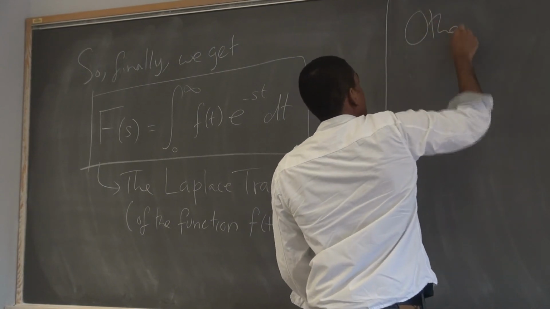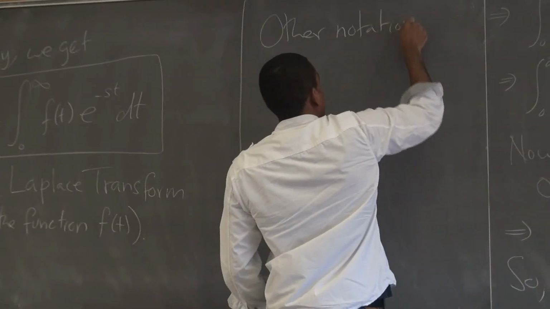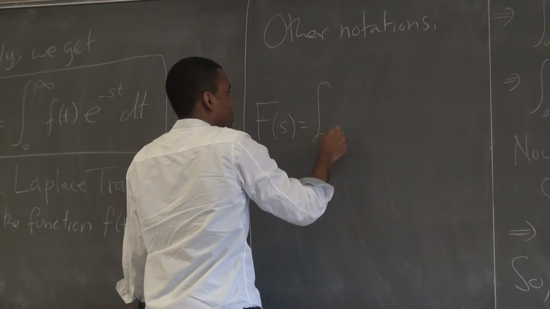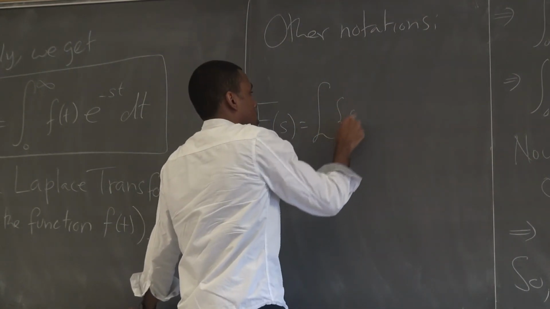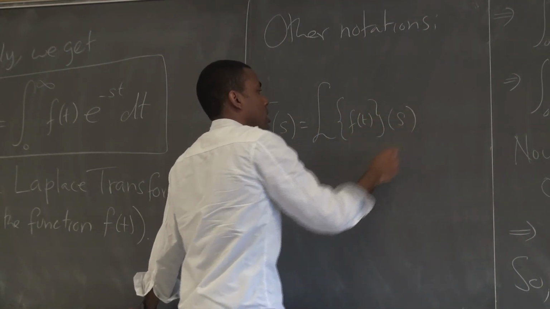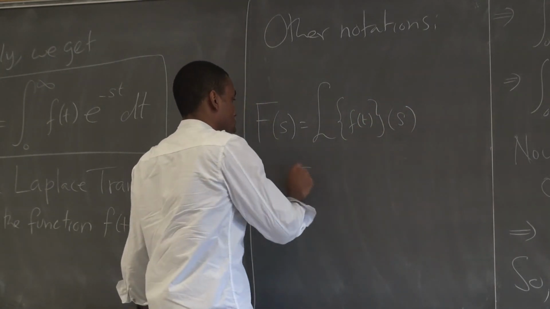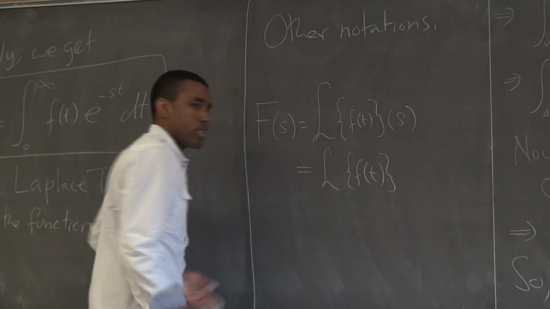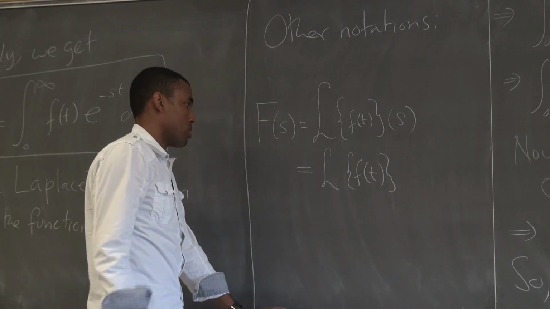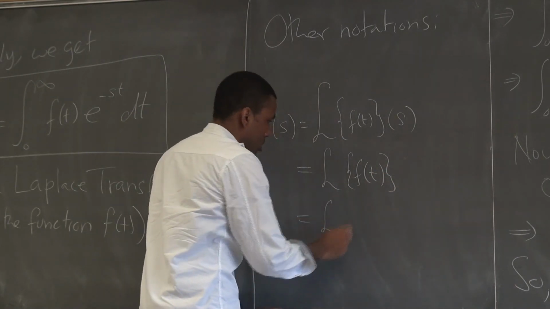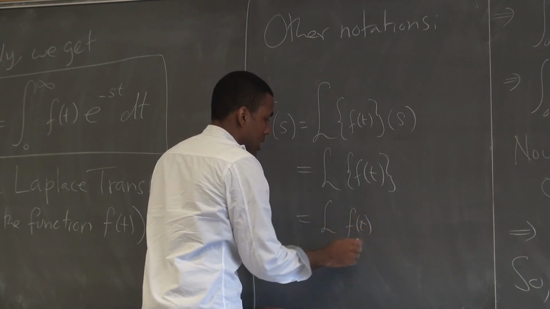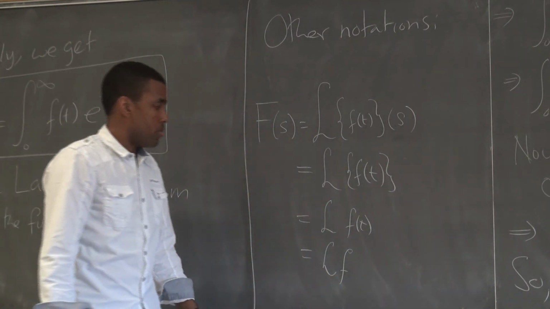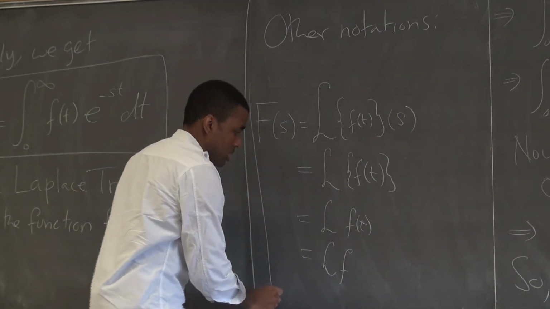So, other notations. There are common notations here. If I have F of s, it can be written with this fancy L for Laplace of f of t. And you can put this bracket s to emphasize it's a function of s. A lot of times people just leave that off because s is the usual variable that we use. Sometimes people, including myself, just get lazy and just write L of f of t or L of f. So if you see any of these, they all mean the same thing.